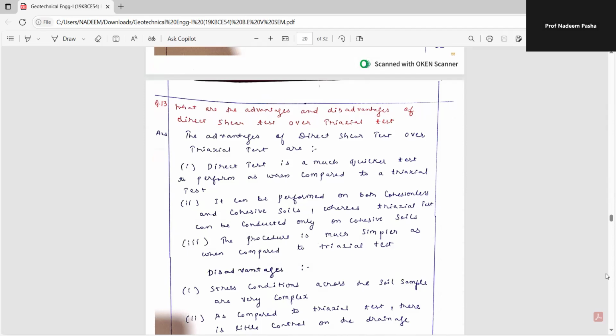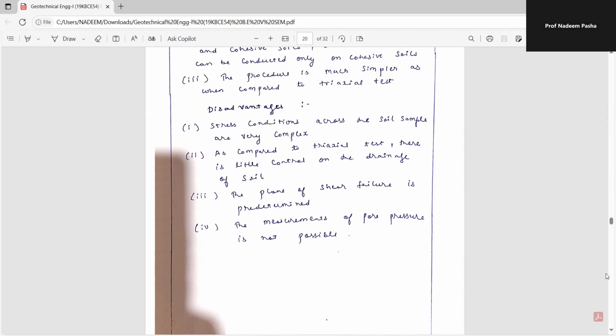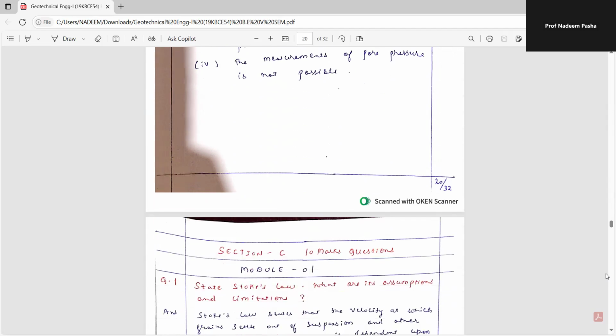Now it has some disadvantages. That is, direct shear test has some disadvantages. So what are those? Stress conditions across the soil sample are very complex. Next, as compared to triaxial test, there is little control on the drainage of the soil. The plane of shear failure is predetermined. The measurement of pore pressure is not possible. So these are the disadvantages of direct shear test over triaxial test.